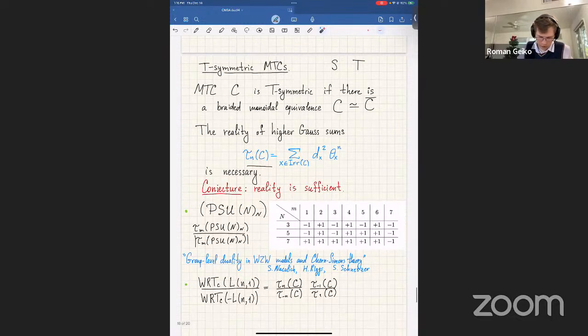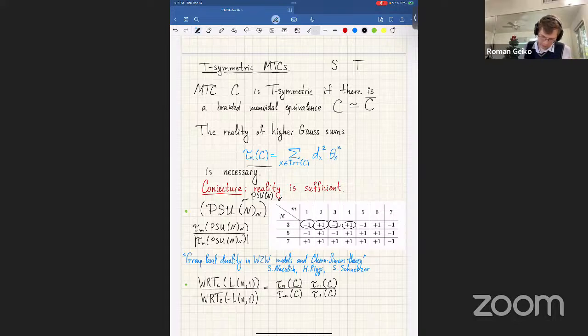So first, we checked it on one example. There is PSU(N) level n. And here is the list of Gauss sums: 1, 2, 3, 4, 5, 6, 7. This labels the number of the Gauss sum. They are all minus 1 or plus 1. And n labels the rank or level of PSU(N). This time reversal symmetry here was known long ago because it's sort of level-rank duality. And these are the phases of the Gauss sum.